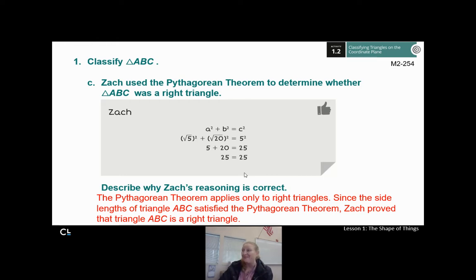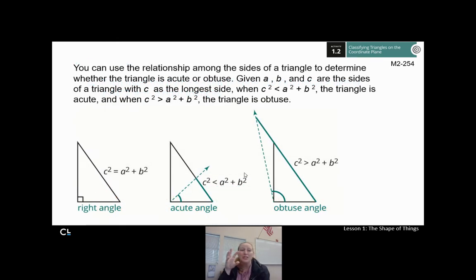Do you want to see? So you can use the relationship among the sides of a triangle to determine whether a triangle is acute or obtuse, and it's all about that Pythagorean theorem. So given that A, B, and C are sides of a triangle, and please notice, this is important, you might even want to underline it in your book, with C as the longest side, here's what happens.